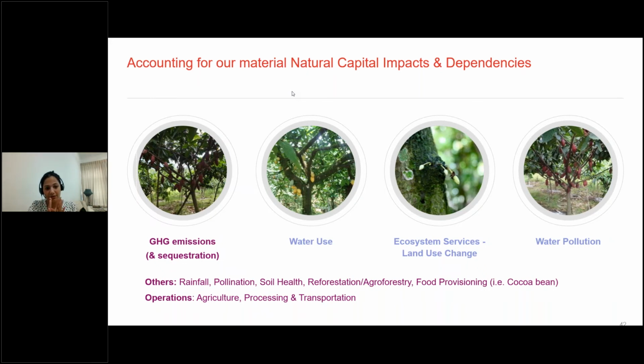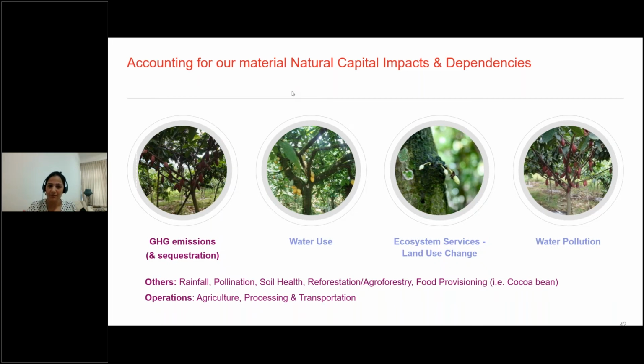So what is the cost of carbon, the GHG emissions? What is the externality cost of water use, especially in drought-prone or water-stressed areas where we are working? Is there any tree loss or deforestation happening? And if yes, what is the ecosystem services loss? Water pollution because of the fertilizers and pesticides used by the farmers. And of course, the dependencies, which are equally important: soil health, pollination.